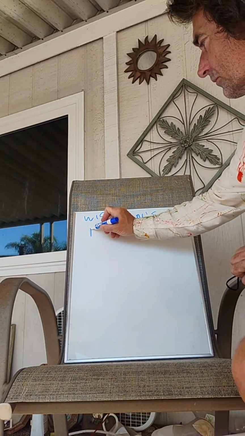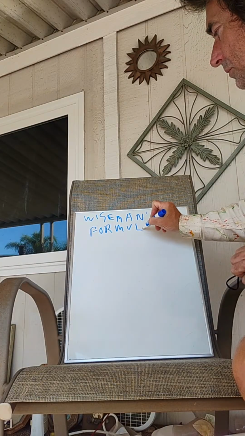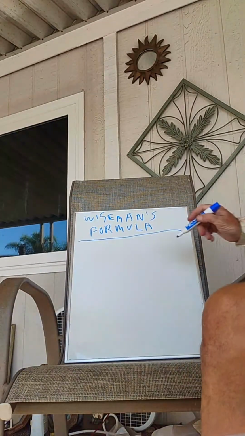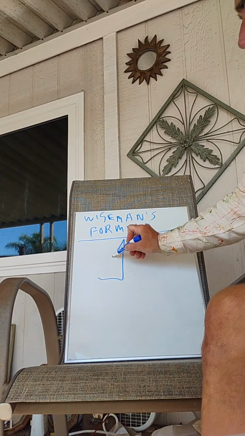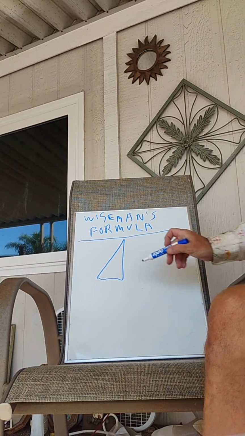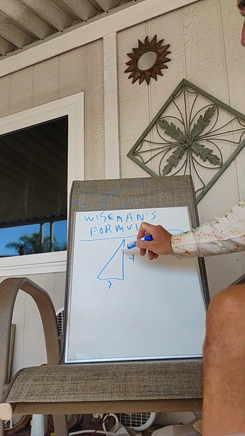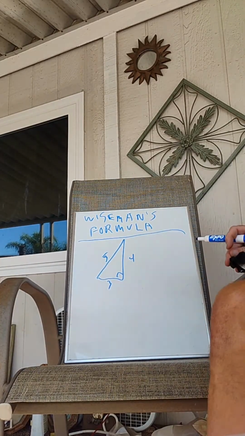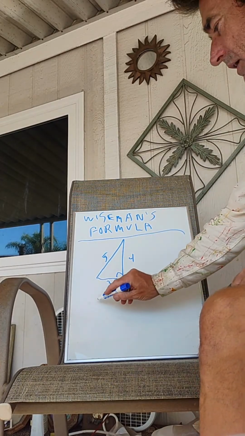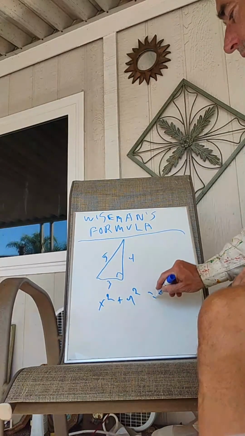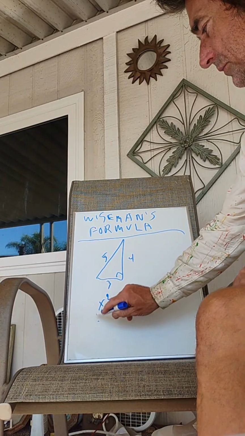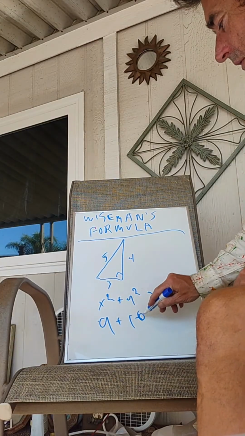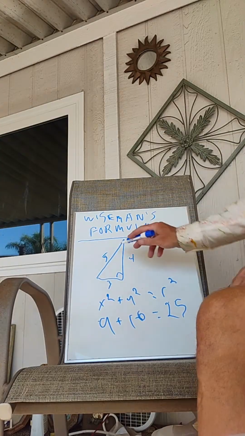Wiseman's formula. Now, they teach us in school the Pythagorean theorem. If you have 3 here, 4 here, and this is a right angle, this is 5, a 3, 4, 5 triangle. Because in 2 dimensions, x squared plus y squared equals r squared, and 3 squared is 9, 4 squared is 16, and the total is 25, which is 5 squared.